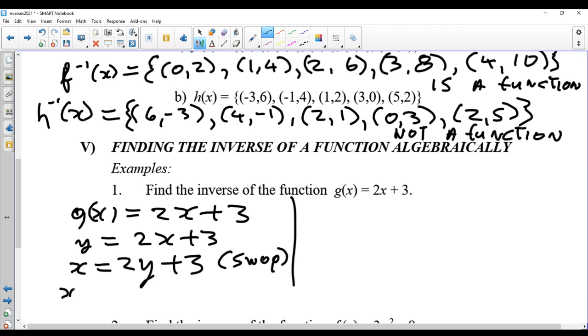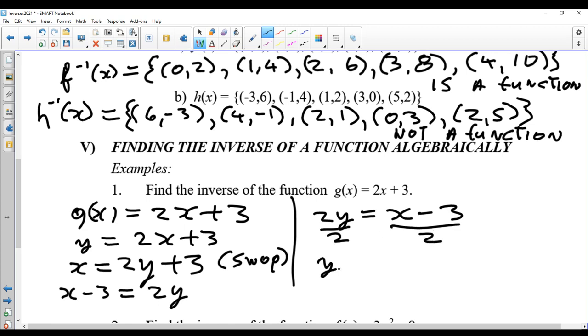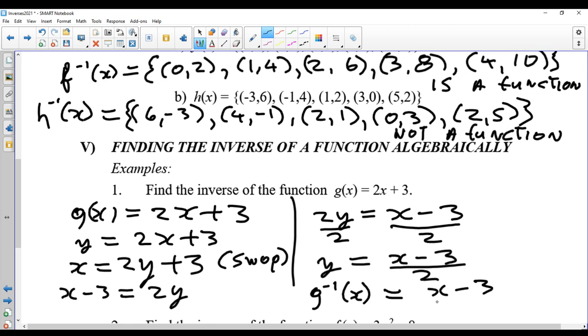And then I'm going to isolate the y. So x minus 3 is equal to 2y. I'll put the same thing over here, that 2y is equal to x minus 3. And then obviously, if I'm trying to isolate y, I'm going to divide both sides by 2. So y is equal to x minus 3 divided by 2. This is my g to the minus 1 function. g to the minus 1 of x is equal to x minus 3 over 2.